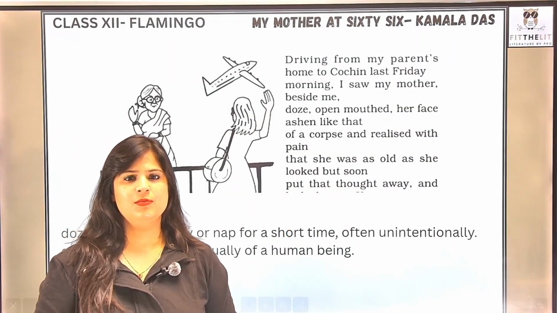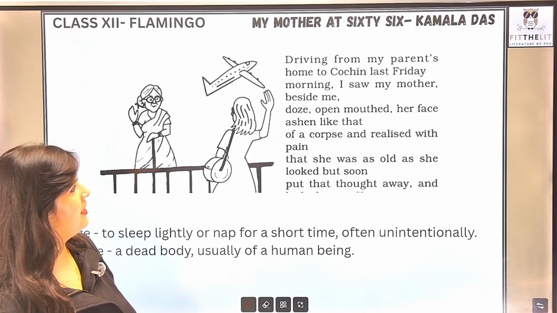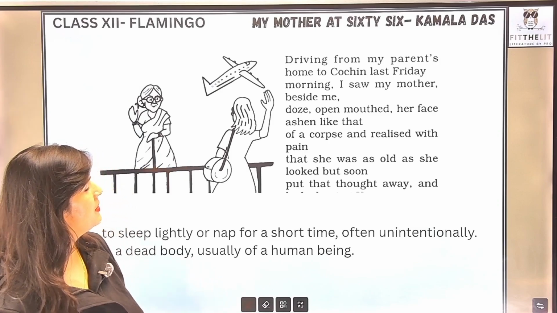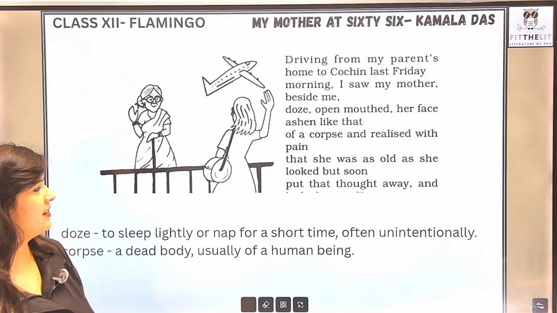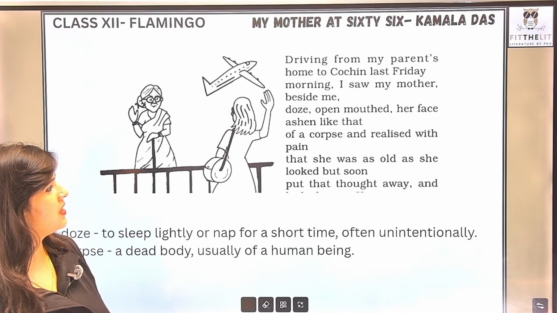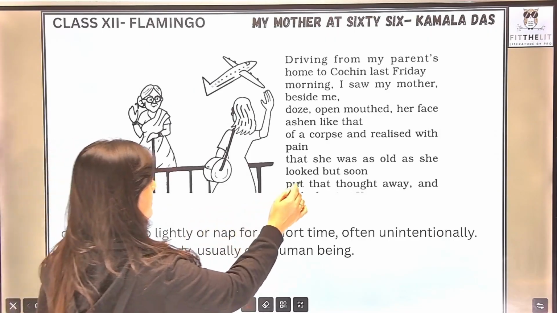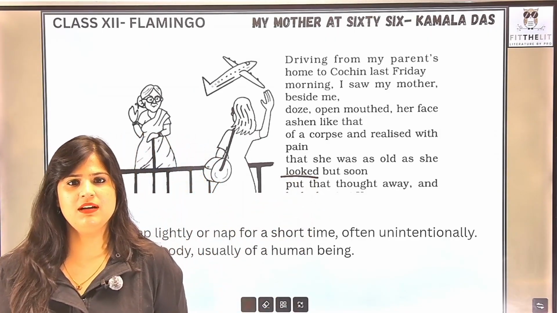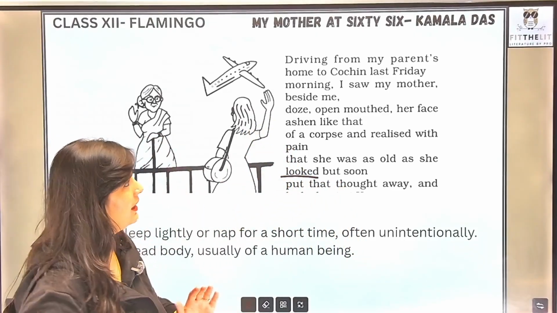Let us analyze the poem line by line. Driving from my parents' home to Cochin last Friday morning, I saw my mother beside me, doors open mouthed, her face ashen like that of a corpse, and realized with pain that she was as old as she looked. Now we'll stop here, although there is no punctuation mark, just for the sake of understanding the line of thought, right?